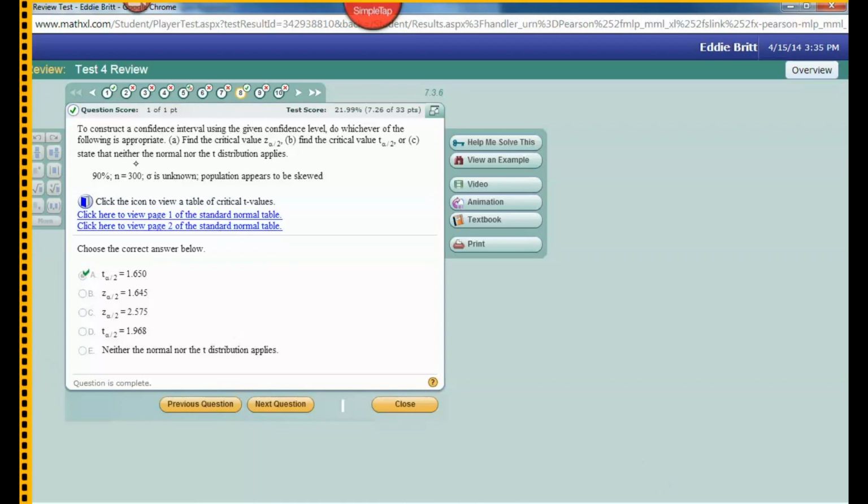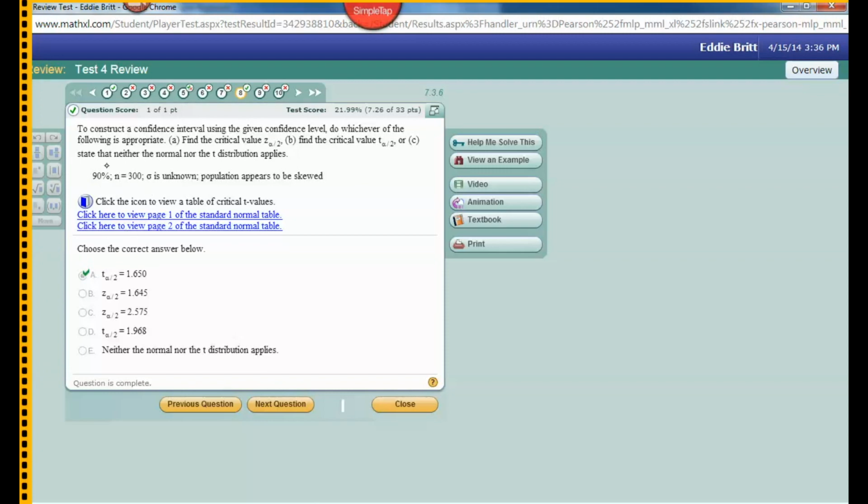All right, so n equals 300, sigma is unknown, population appears to be skewed. So it isn't good that it's skewed, but we do have an n of 300 where sigma is unknown. That means that we can use the t distribution. So to use the t distribution, we're just finding the actual critical value. That's what we're finding in this problem.